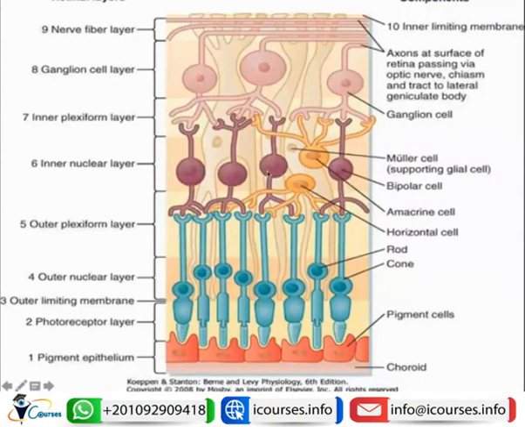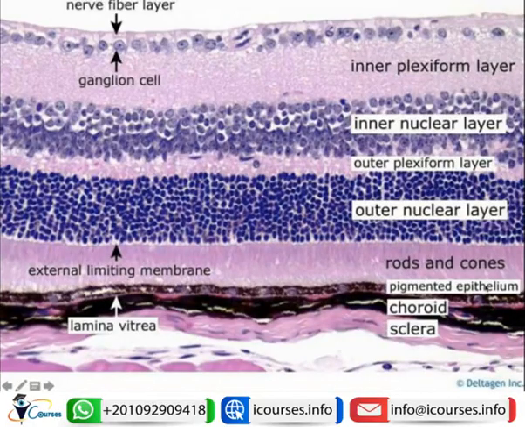Okay. So to summarize, we have now the 9 layers of the neurosensory retina. If we add them to the layer of retinal pigment epithelium, then they will be a total of 10 layers. So let's just see. These are the 10 layers: retinal pigment epithelium, then the photoreceptor layer, then the external limiting membrane, as we mentioned before, then the outer nuclear layer formed by the nuclei of the rods and the cones, then the outer plexiform layer, then the inner nuclear layer, then the inner plexiform layer, then the ganglion cell layer, then the nerve fiber layer, and finally the internal limiting membrane.